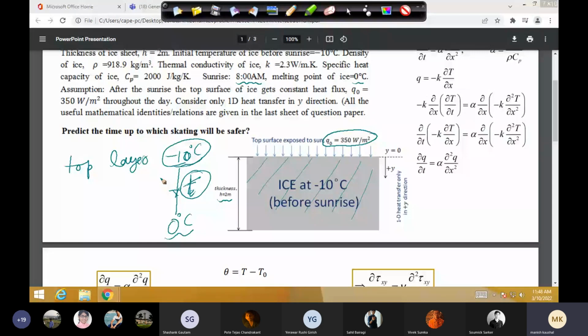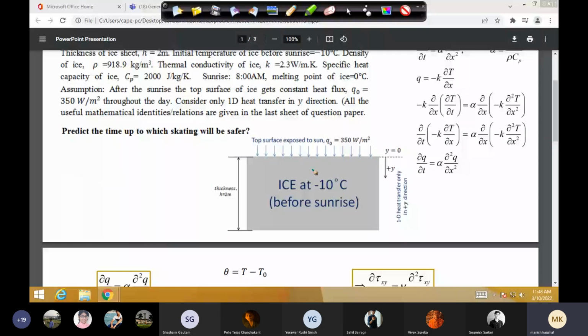So if you see here, the boundary condition is constant flux. So if you go from this temperature approach, it may not work, because the boundary condition is not given in the form of temperature.